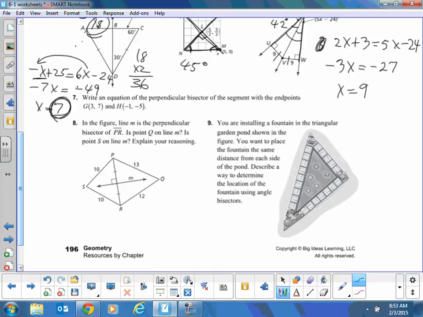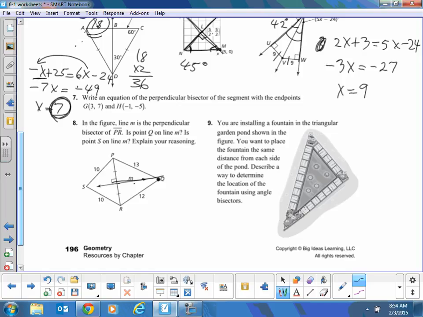In the figure, line M is the perpendicular bisector of PR. Is point Q on line M? Well, we do not know. It means it extends, but you have no idea if it extends past, to the left, to the right, or in the center of the pool.